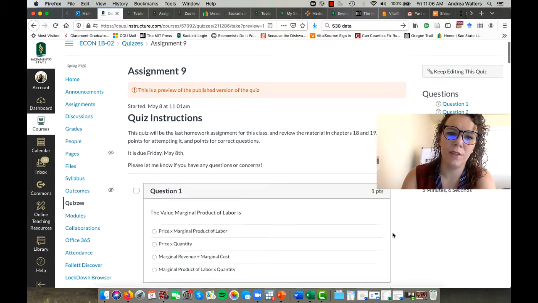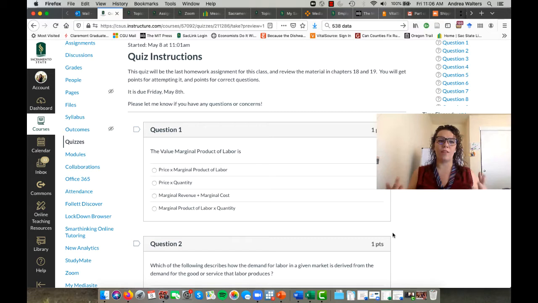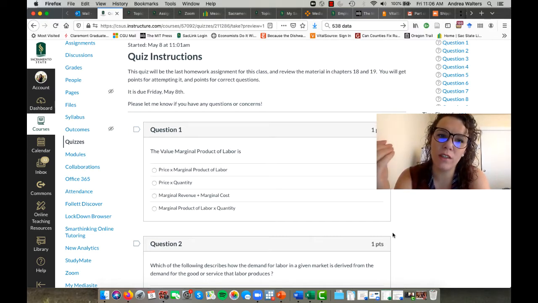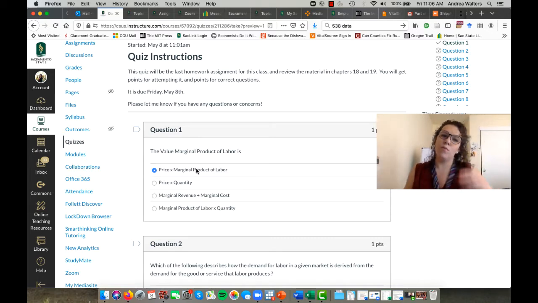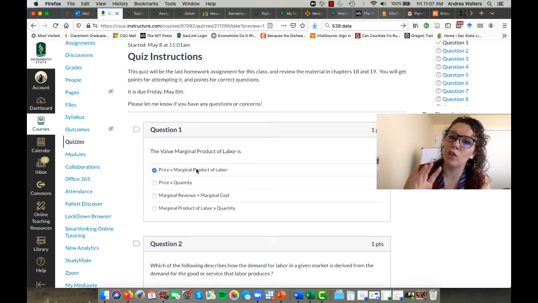Okay, so here is the quiz. So the first question asks about the value marginal product of labor. And you want to remember the value marginal product of labor is how we determine the value of the marginal worker. So that marginal product is what they produce, and then the value of it is how much the firm can sell it for. So value marginal product of labor is going to be price times marginal product of labor, right? Because it's price times how productive that worker is. And so when we get that, what we get is the dollar value of the marginal worker. And we can compare that to their wage. And that's how we determine how many workers to hire. And that's why the value marginal product of labor curve is that labor demand curve.